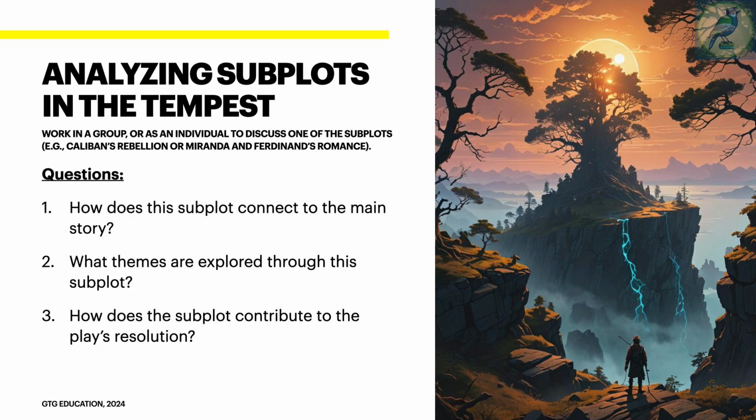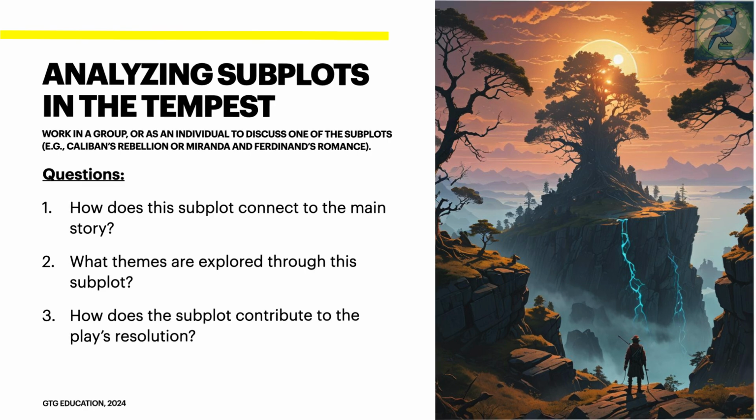Each of these subplots, you're asking yourself these three questions. How does this subplot connect to the main story? How are themes, or what themes are explored through this subplot? And how does the subplot then contribute to the overall play's resolution? And again, you've got two possible subplots to focus on: Caliban's rebellion involving the ridiculous Trinculo, or the romance between Miranda and Ferdinand.